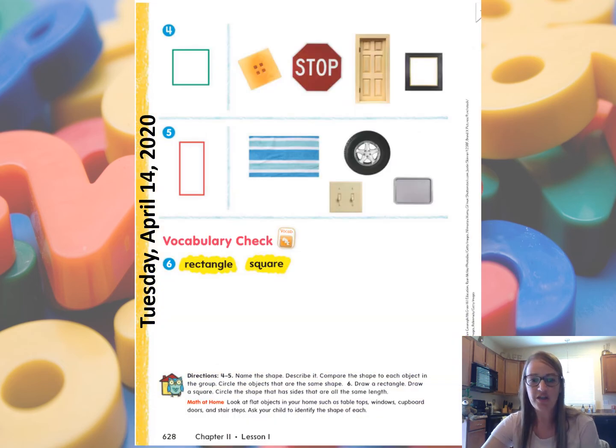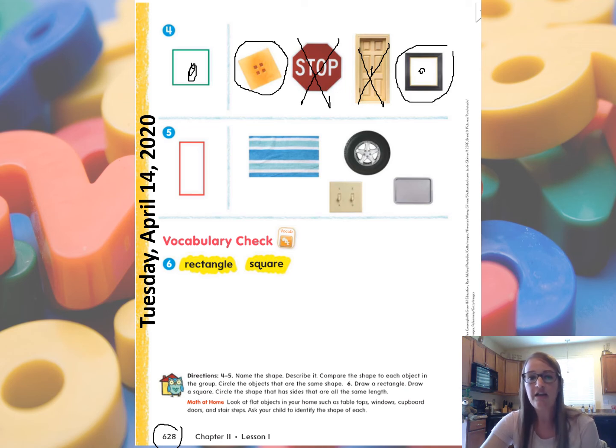All right, so you turn the page. We're on page now 628. Last page, kindergartners. Number 4, what is this the shape of, guys? It is a square. We're going to look up the shapes and circle all of the squares. Here's a square. 4 sides, 4 vertices. Is the stop sign a square? Nope. Don't circle it. How about, is the door a square? Nope. Don't circle it. How about the frame? Is it the shape of a square? Yes. Let's circle it.